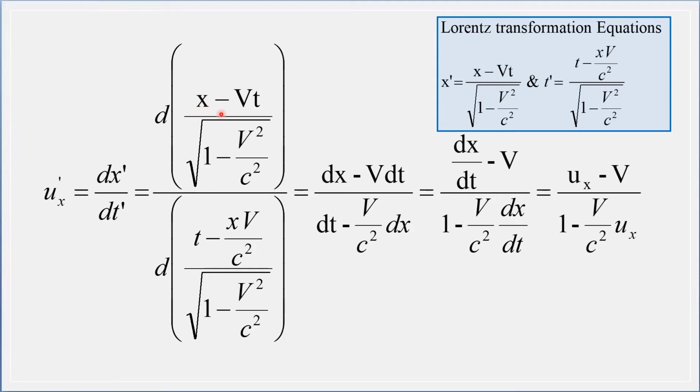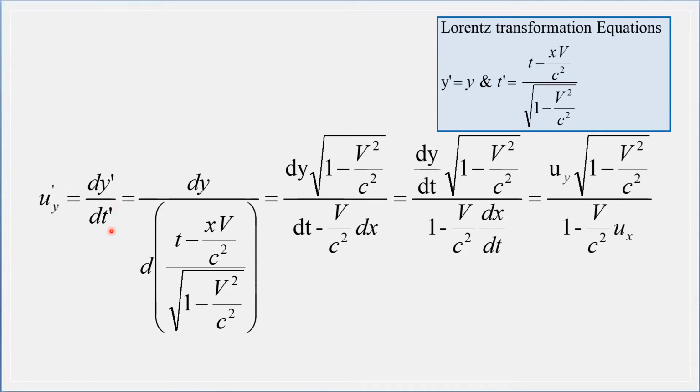So here, d(x minus vt) is dx minus v dt, since v is constant. In the denominator, dt minus v by c squared dx, since v and c squared are constant. Then divide numerator and denominator by dt. In the numerator you get dx/dt minus v, since dt and dt cancel. In the denominator, dt divided by dt becomes 1, so minus v by c squared dx/dt. Now dx/dt is nothing but the velocity as measured in the first frame, so it is ux. So we write ux minus v divided by 1 minus v by c squared ux.